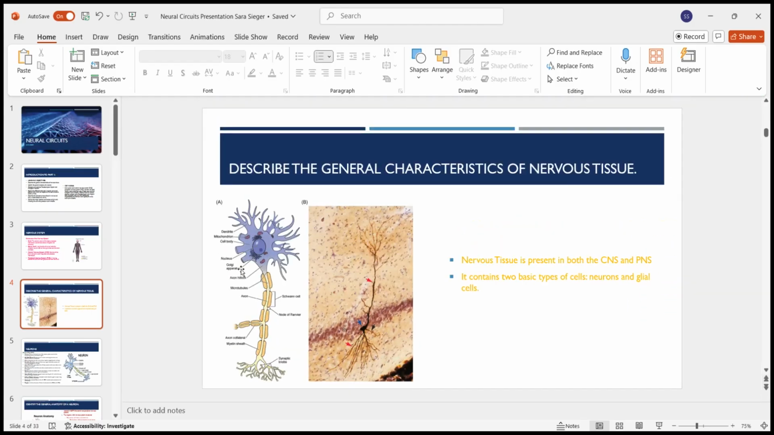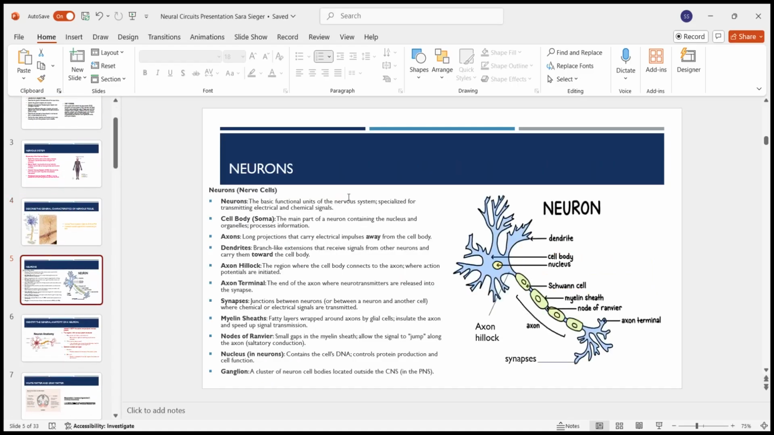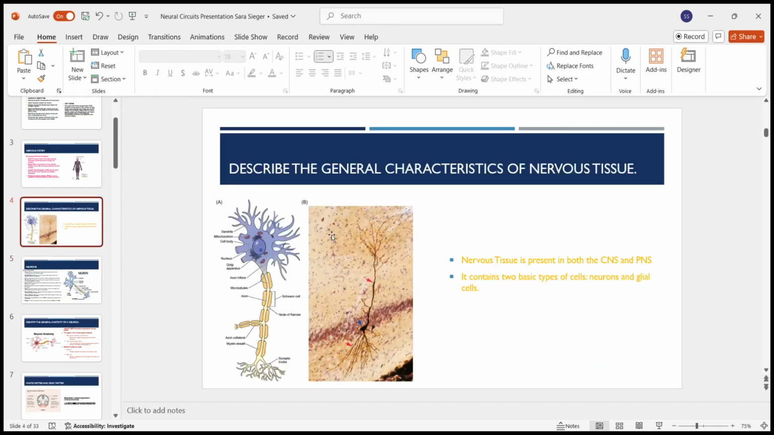So surrounding and supporting the neurons are glial cells, which we will cover in a later slide, but those provide nourishment, insulation, and protection. Together, neurons and glial cells create an intricate communication network that allows the body to sense, process, and respond to internal and external changes. These are all the vocabulary, and here's a picture that's labeled. I also recommend referencing this.